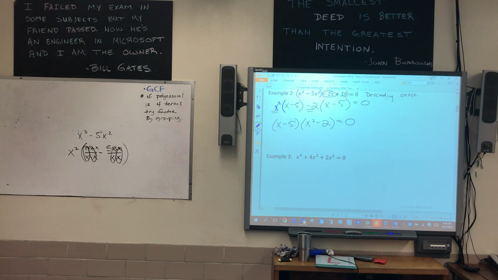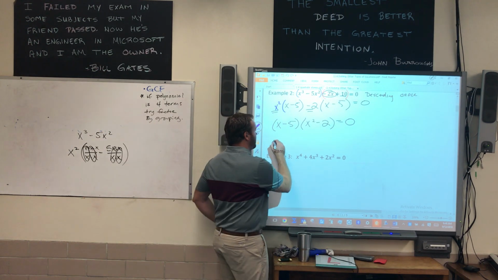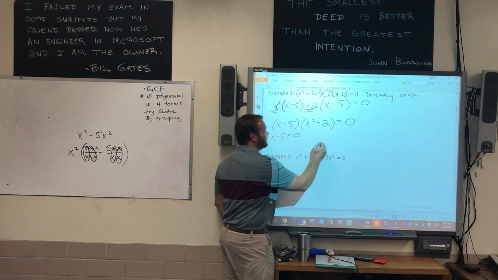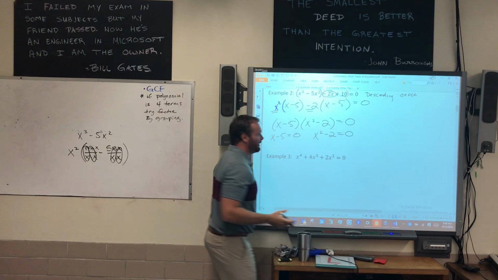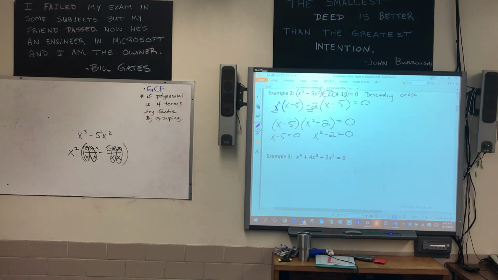Now, we have a linear factor x minus 5. We also have a quadratic factor x squared minus 2, right? Can you factor that x squared minus 2 further? Yeah, let's do it this way: x minus 5 equals 0, x squared minus 2 equals 0. I'll go ahead and set that up this way right now for this example. Because I look at that, and there is no b term in that quadratic.